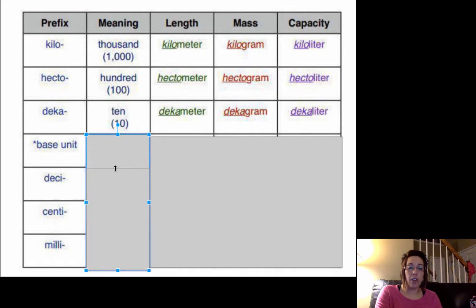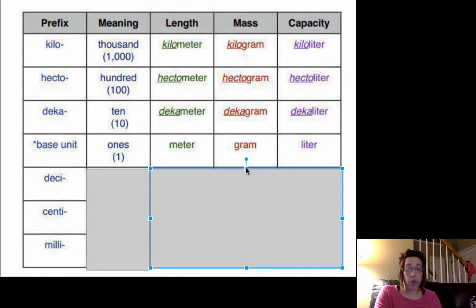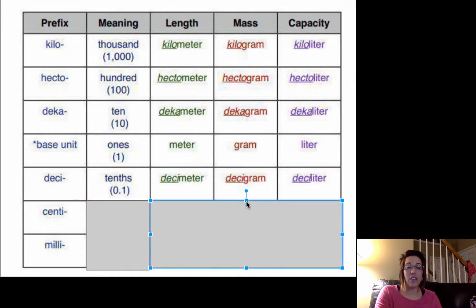Our base units are what is important. That would be like our ones place, if we think about this like place value. So in our ones place would be a meter, a gram, or a liter. And then we get down to less than one. So these are all going to be like our fractions that we've been working with. They're a part of the whole. So deci, that prefix means tenths. So a tenth of a meter would be a decimeter. A tenth of a gram would be a decigram. And a tenth of a liter would be a deciliter.